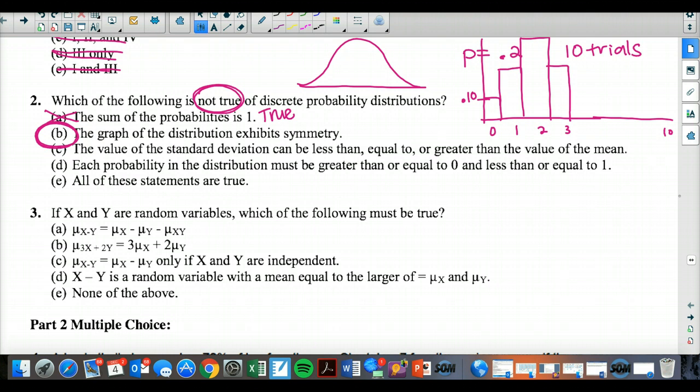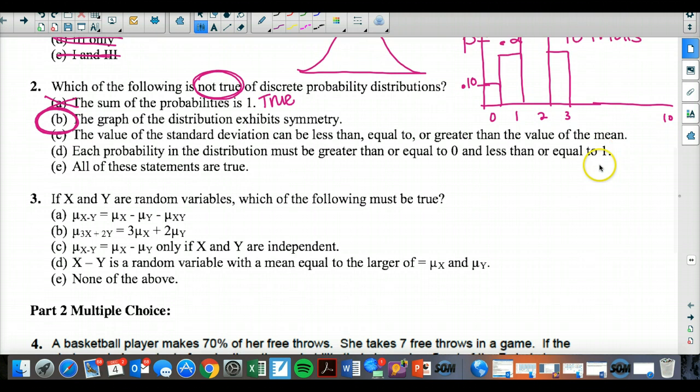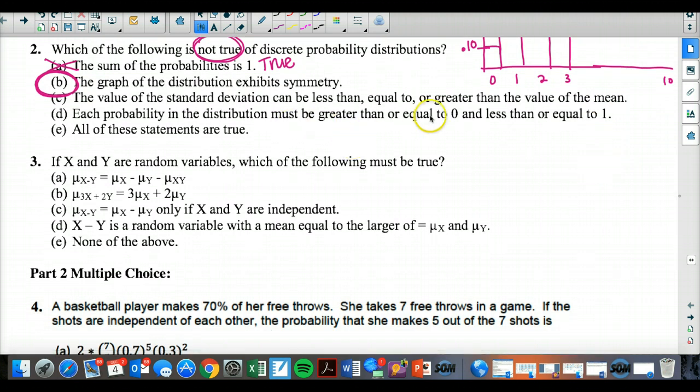Okay, so the value of the standard deviation can be less than, equal to, or greater than the value of the mean. I don't think your standard deviation is ever larger than your mean. Yeah, so that was kooky. Each probability in the distribution must be greater than or equal to 0 and less than or equal to 1. Well, each probability cannot be, that's true. And all of these statements are true, that's false.